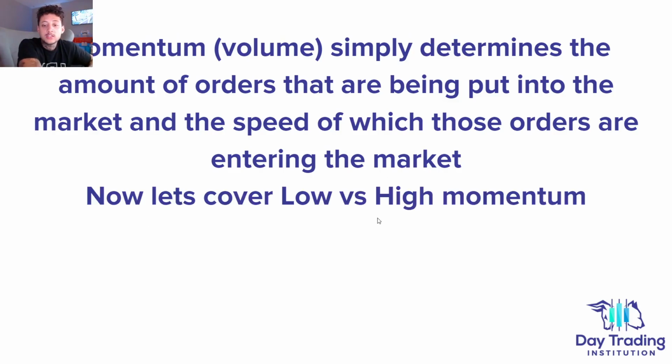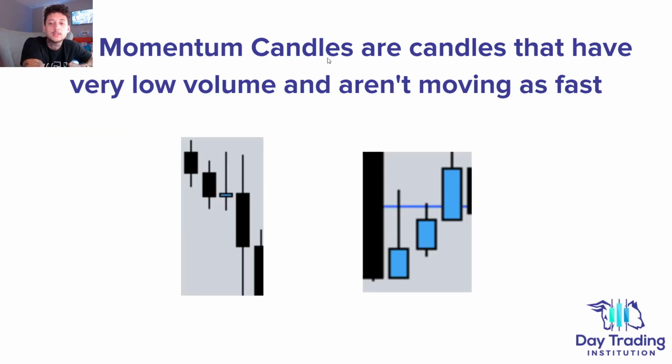Right, so now let's cover low versus high momentum candlesticks. Low momentum candles are candles that have very low volume and aren't moving very fast. You could think about low momentum as small candlesticks and high momentum as big candlesticks. The bigger the candlesticks are, the more momentum and volume that candlestick has. Vice versa as well. The smaller the candlesticks are, the smaller the volume and momentum.